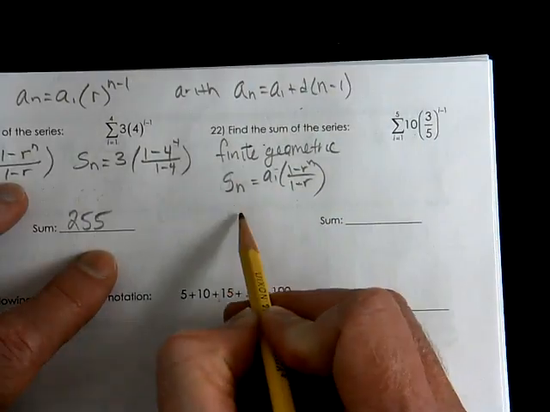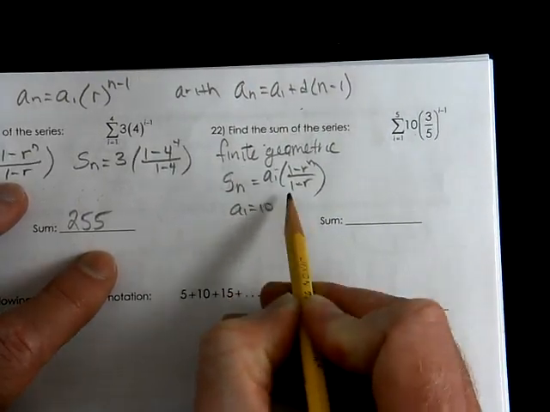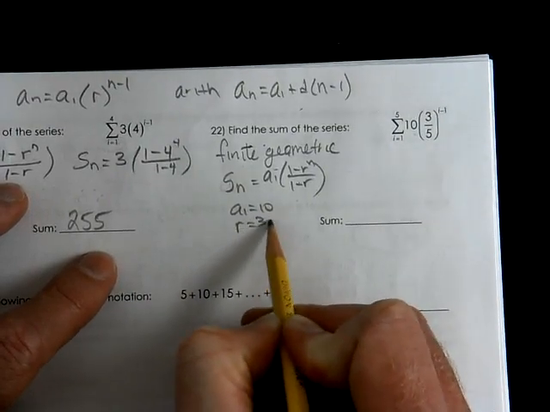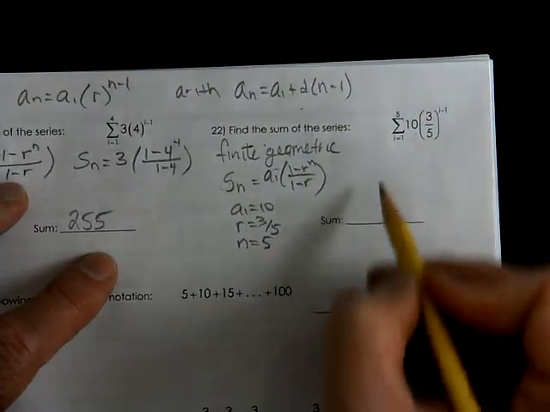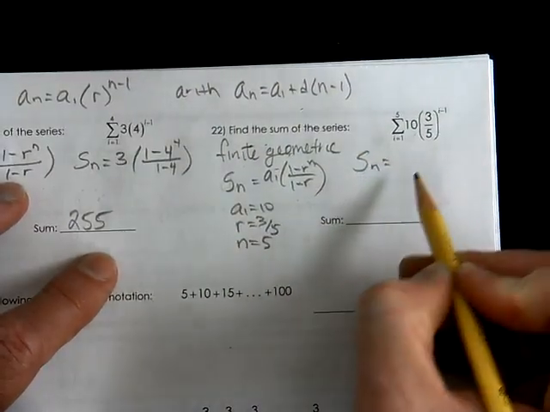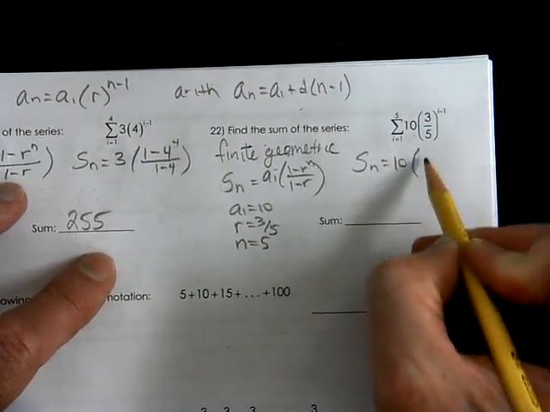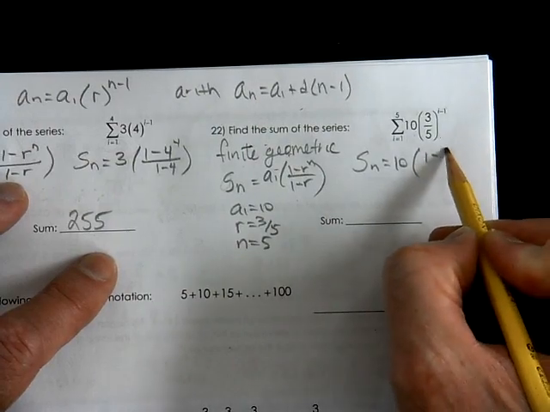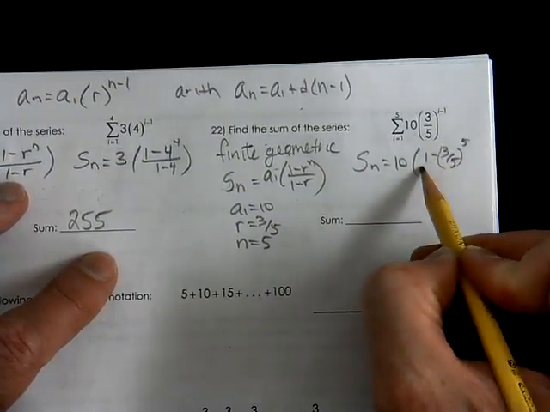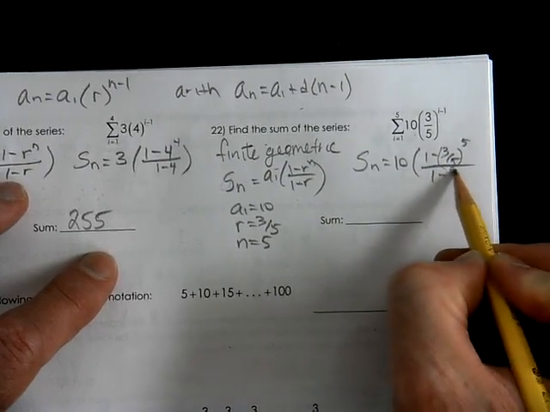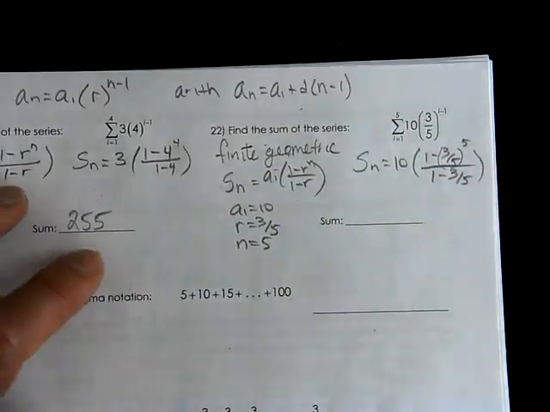So we know our first term is 10. We know our ratio is 3/5. We know our number of terms is 5. We're ready to plug that into our formula. 10, 1 minus 3/5 to the 5th power over 1 minus 3/5.